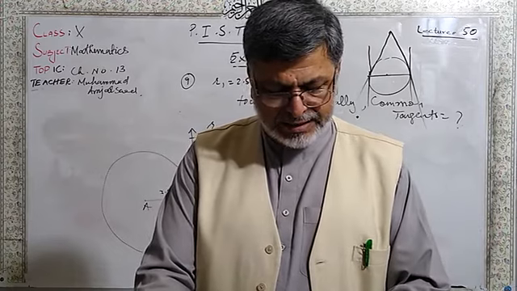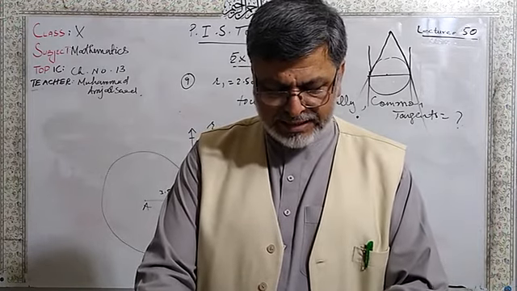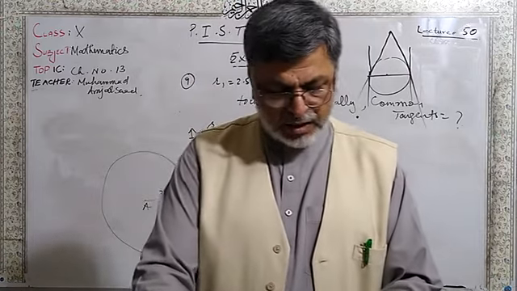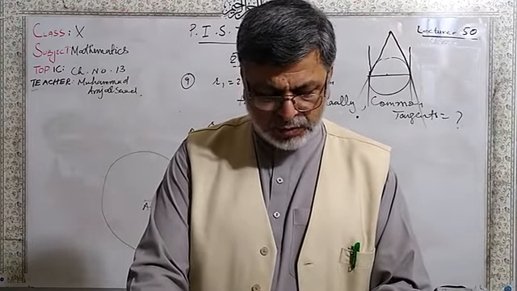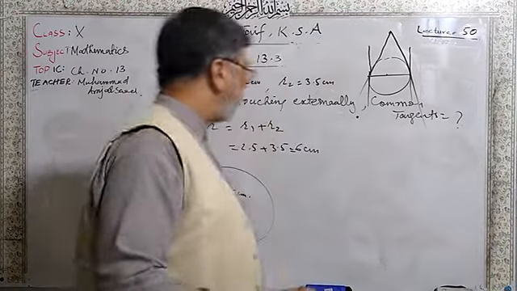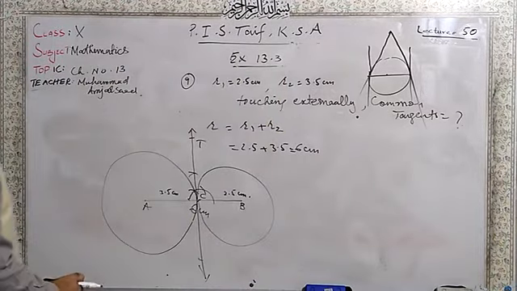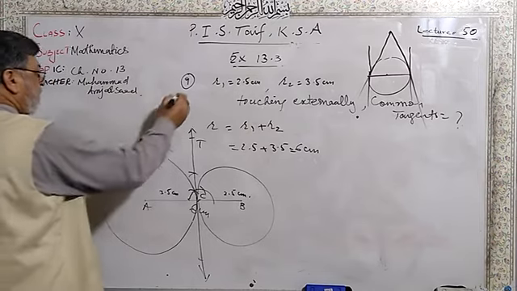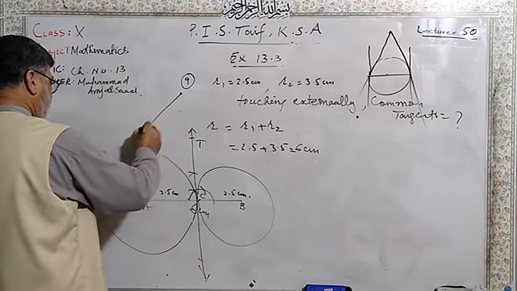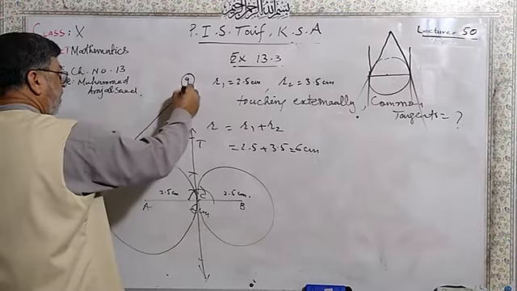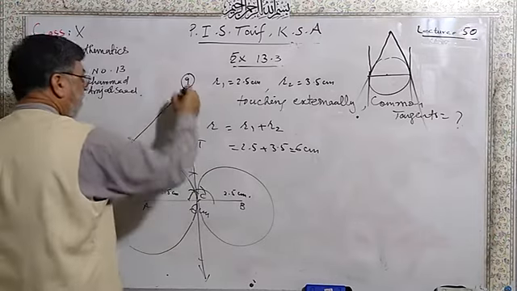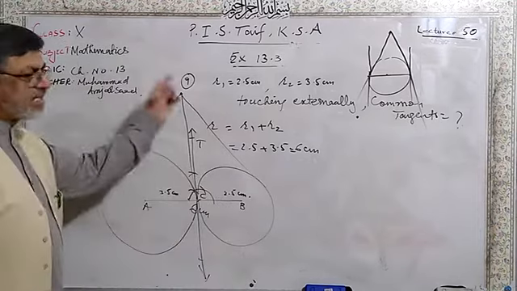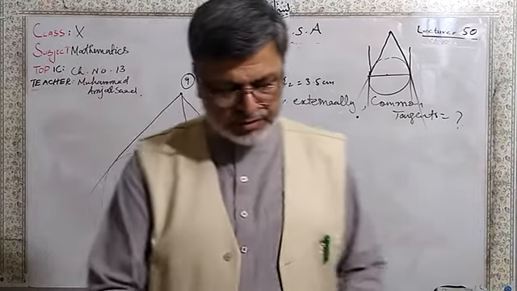If two circles touch externally, then the distance between the centers is the sum of the radii. How many common tangents can be drawn to two touching circles? Dear students, for example, this is a point. One tangent can be drawn from here, the second one from the center, the third one from here. So three tangents can be drawn to two touching circles.